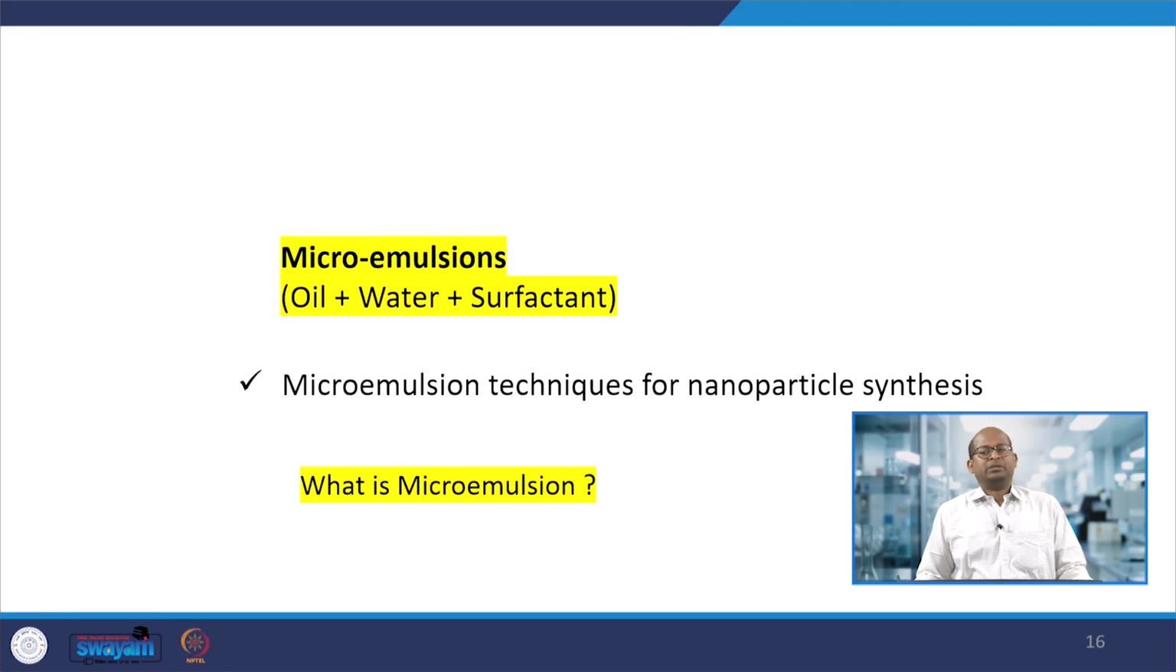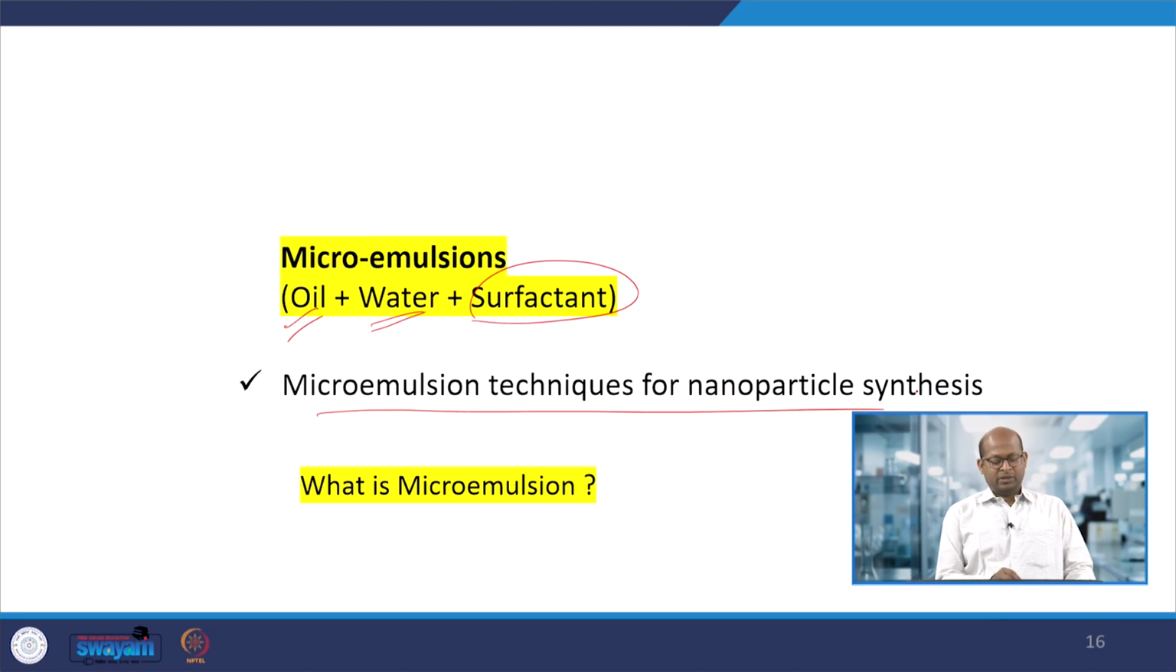Next we will discuss microemulsion methods. In this case also we have two different solvents, one oil and another water, which usually don't mix with each other, but in the presence of surfactants we can make them form an emulsion. We will discuss what emulsions are, and in this microemulsion method we can also synthesize nanomaterials.